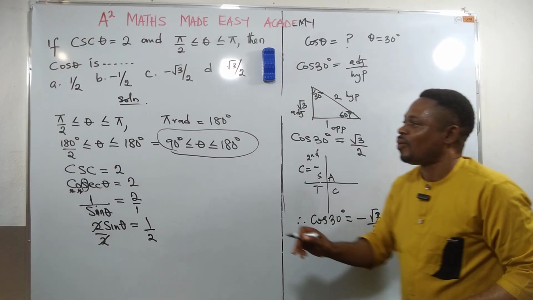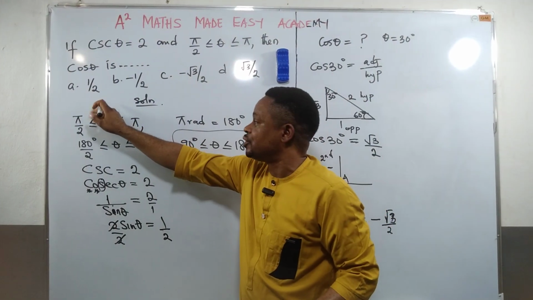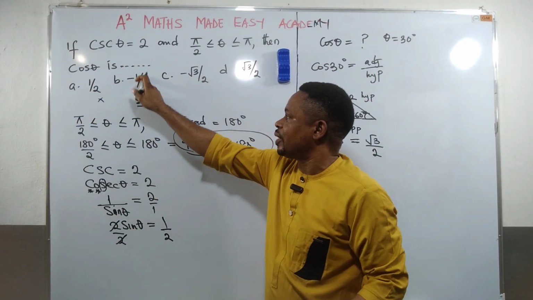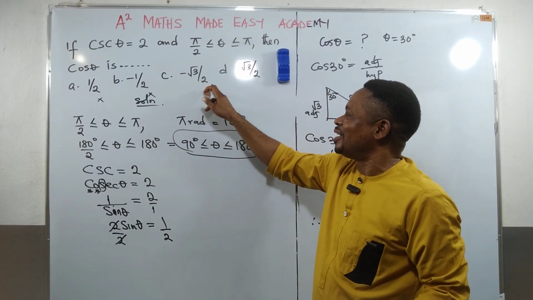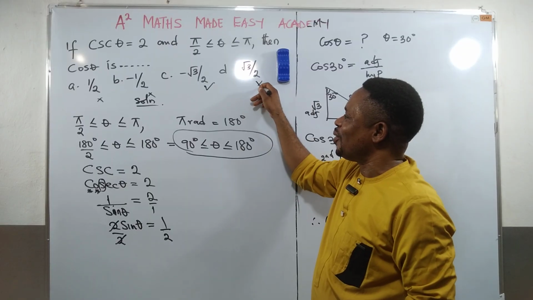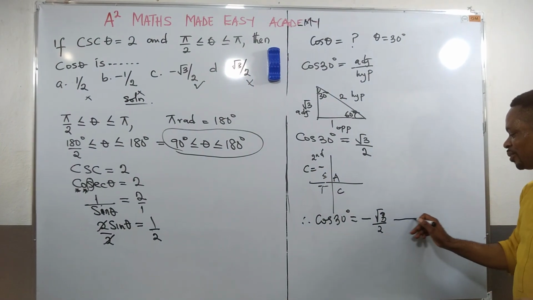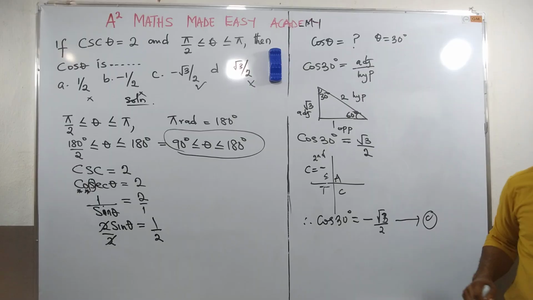Let's check the options. Option A says 1 over 2. No. Option B says minus 1 over 2. No. Option C says minus square root 3 over 2. Yes. And this one is no. So the correct answer is option C. Have I made myself clear?